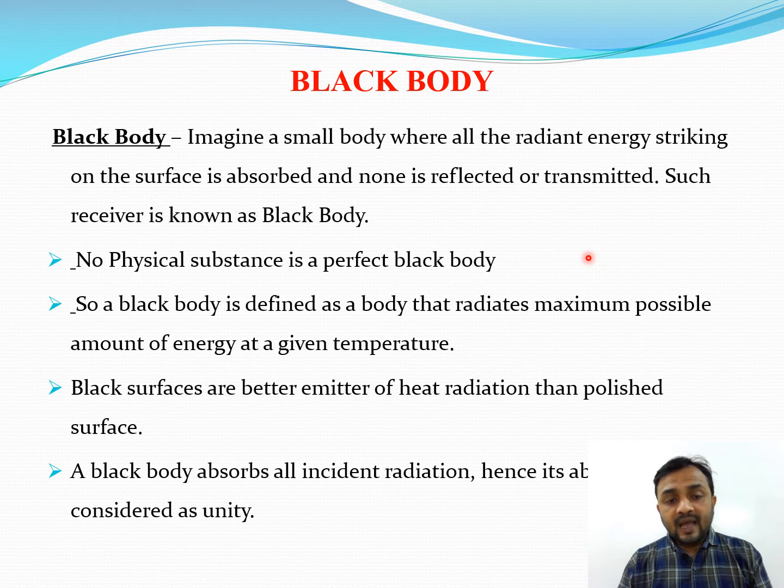Third point, a black body is defined as a body that radiates the maximum possible amount of energy at a given temperature. A black surface is a better emitter of heat radiation than a polished surface. Next point, a black body absorbs all incident radiation. Hence, its absorptivity is considered as unity.